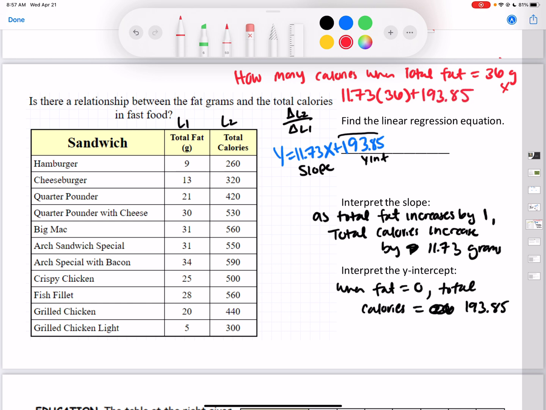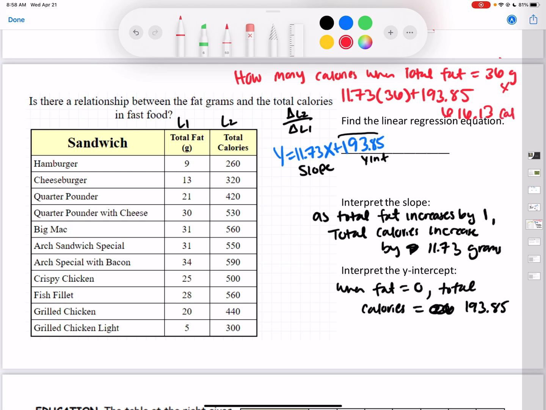And you're just plugging that into your calculator just as it's written. So 11.73 times 36 plus 193.85. And I put parentheses around the 36 as well. Just anytime I substitute a value, I always do that. So that tells me that that's going to be 616.13 calories.